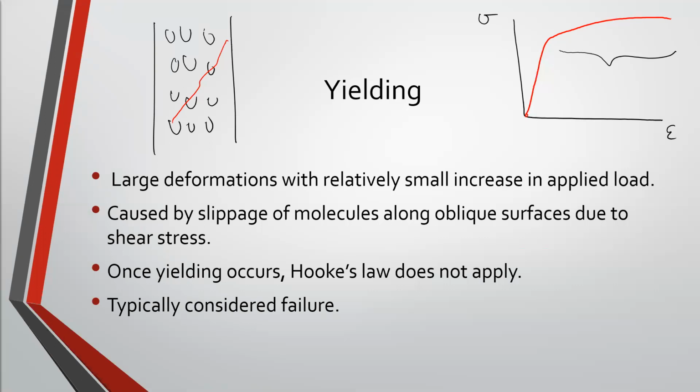Once yielding occurs, Hooke's law no longer applies. We know that it's only in the elastic region where we can use this linear relationship between stress and strain. And for engineers, we typically consider yielding failure. Typically, we're not designing things to behave ductilely in this plastic region. There are a few exceptions.